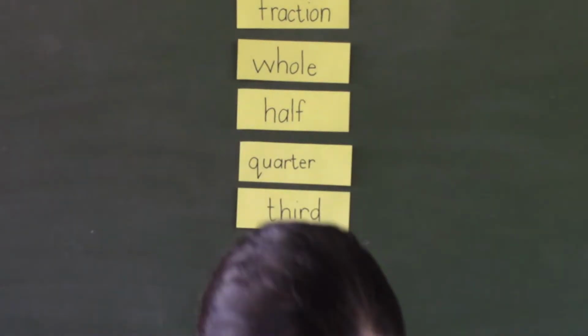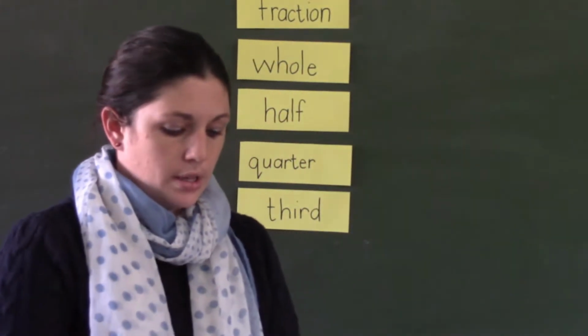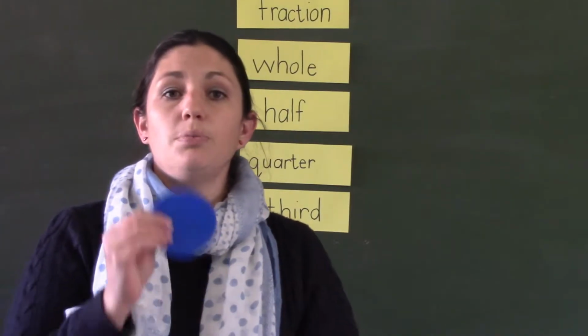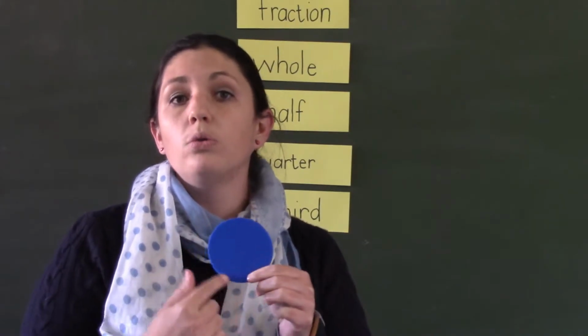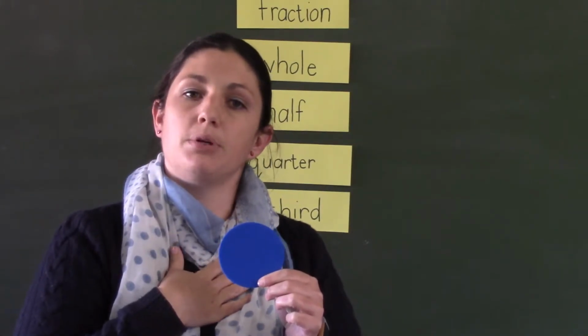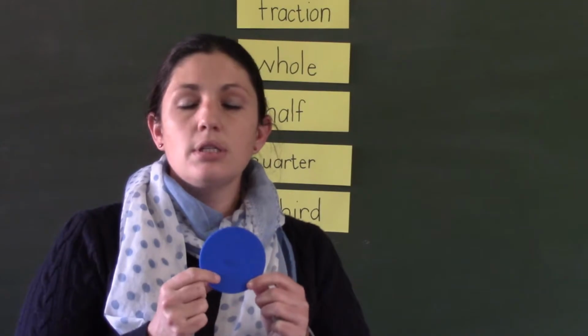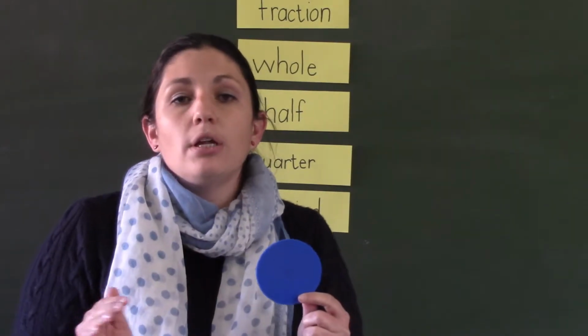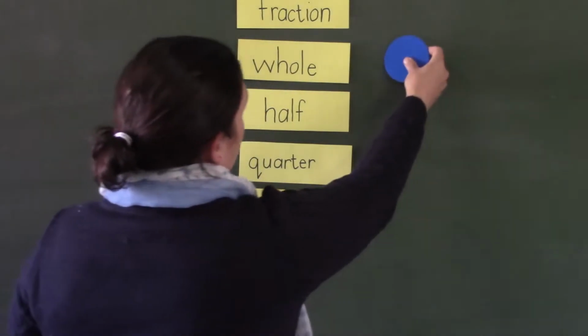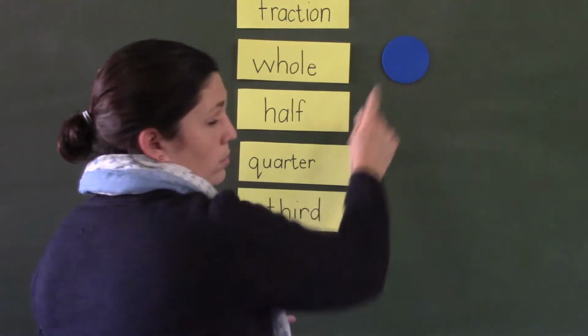Okay, so if I look at this circle now, this could be a pizza, it could be a cake, whatever. This is one whole pizza. I'm going to go with pizza because I like eating that. So this is one whole pizza. It has not been cut up. It has not been shared into any equal parts yet, into any fractions. So this is one whole.